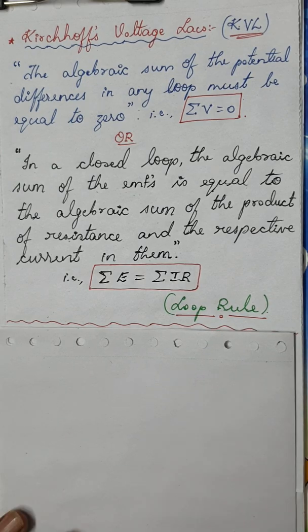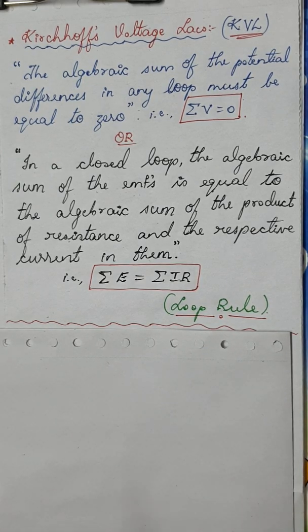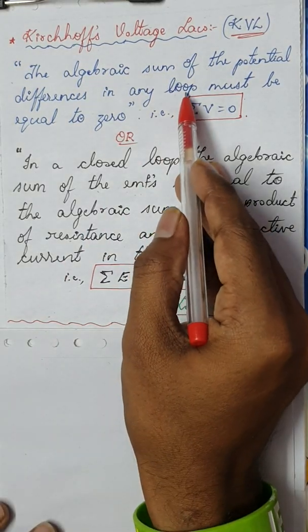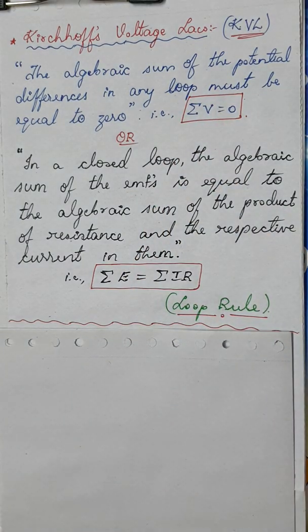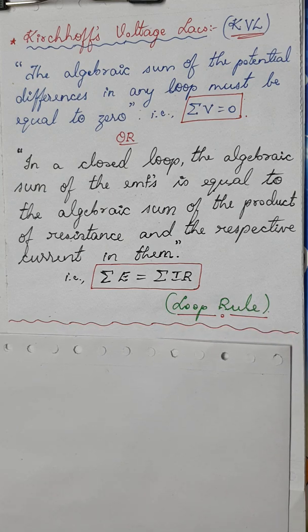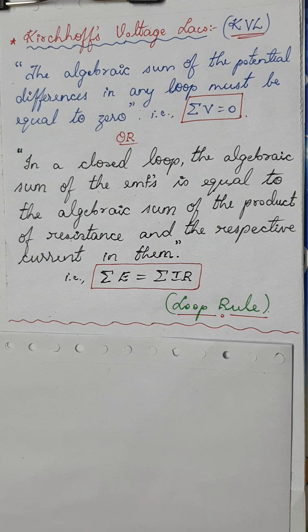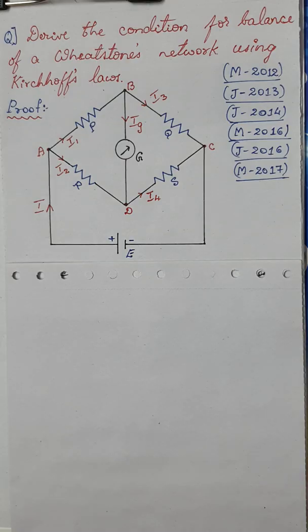And one more note, because this Kirchhoff's voltage law is with respect to a loop, it is also called Kirchhoff's loop rule, loop law or loop rule. Is it clear? So this is the required basics we require to prove the Wheatstone network balancing concept. Now we shall go to the derivation. Hope you are ready for this.